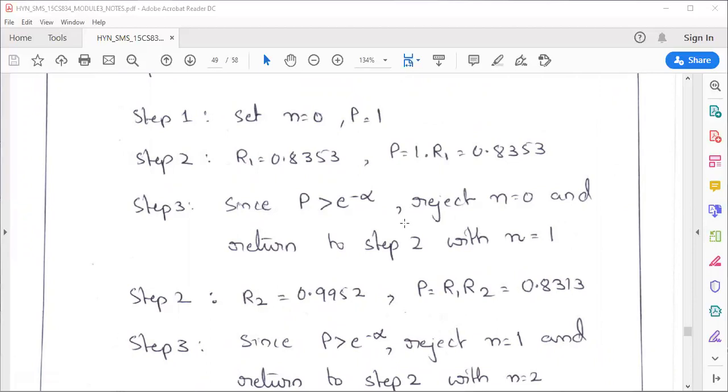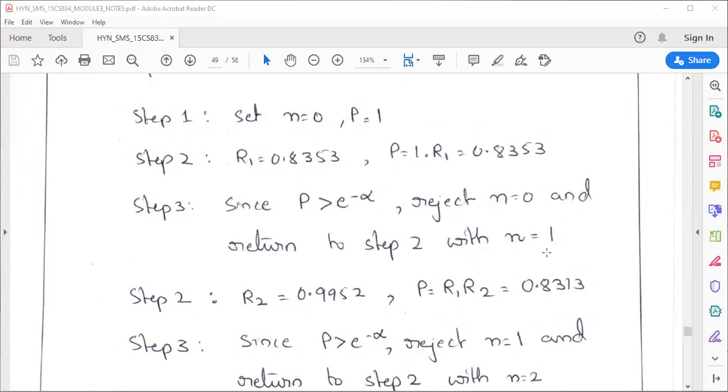So now we are incrementing the value of n by 1. Once again, I will take the next random number in the problem. In the question, they have given it as 0.9952. So now I have to multiply this 0.9952 into 0.8353. I will get the answer as 0.8313. Now we have to check whether this 0.8313 is greater than or less than e power minus alpha. Since it is still greater, I will reject the current value of n.